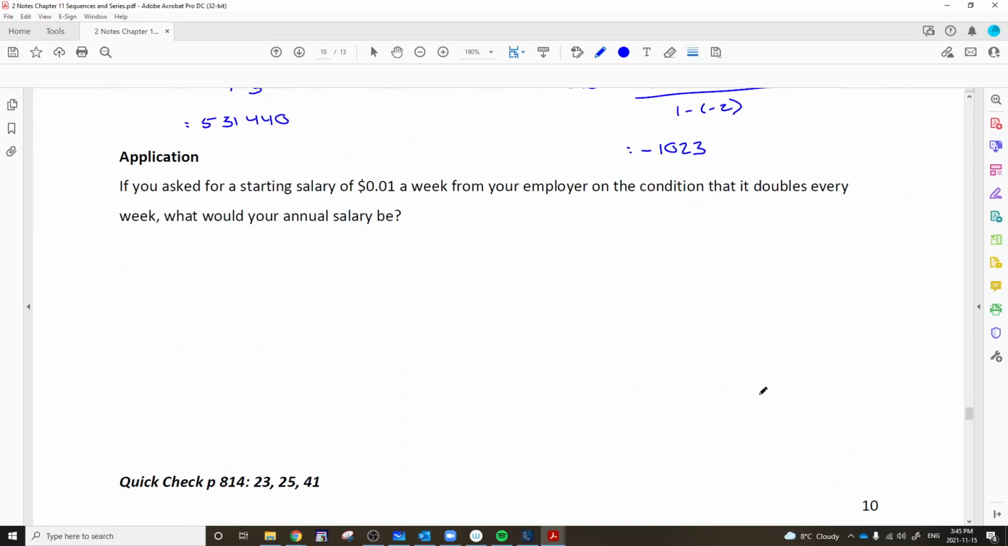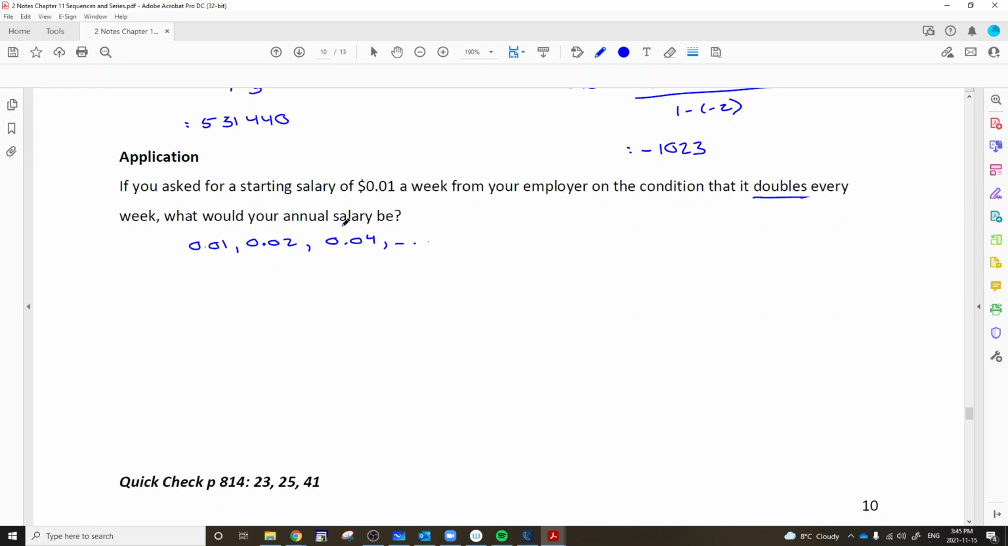Moving on. So the last thing we're going to do before we do a quick check is an application. So instead of making this a whole different section, we're just going to add it in. So this question says, if you asked for a starting salary of a penny, so my first term is a penny, a week, from your employer on the condition that it doubles every week, what would your annual salary be? So my first week I'd make a penny. My second week I'd make double that to make 2 pennies. My third week I would double that again so that I would make 4 pennies, and so on.